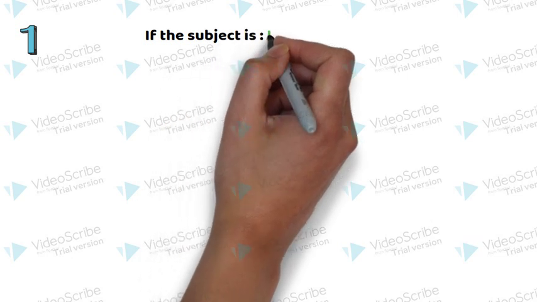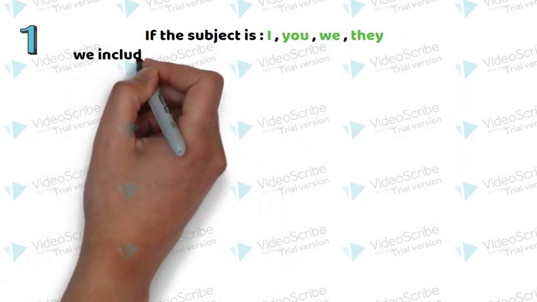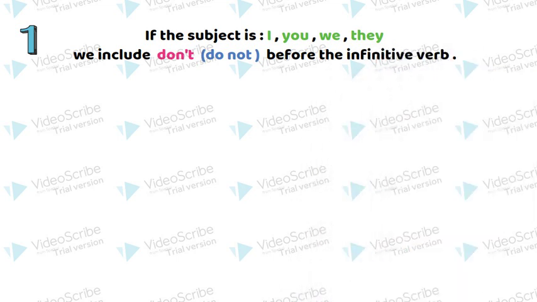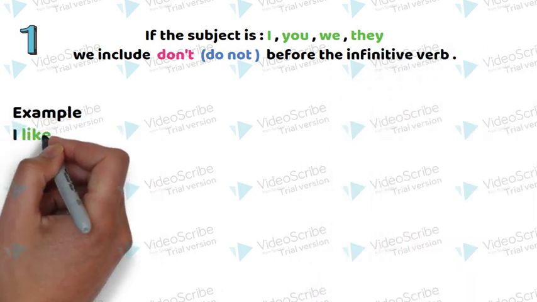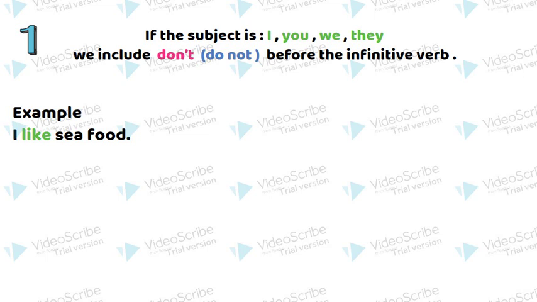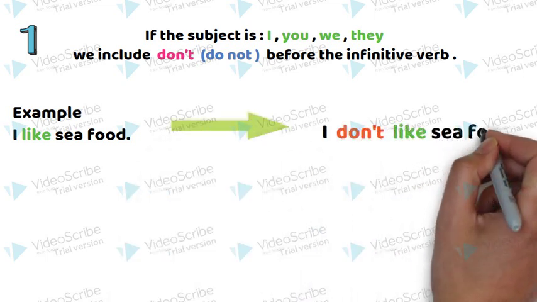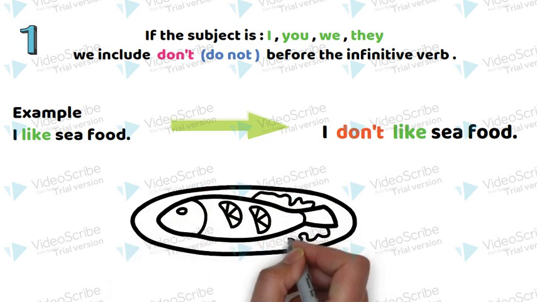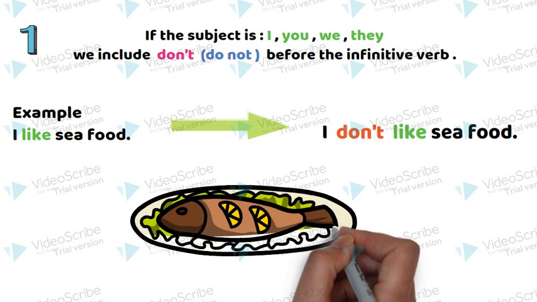If the subject is I, you, we, they, we include don't, which is a reduced form of do not, before the infinitive verb. Example, I like seafood. Negative form is I don't like seafood.